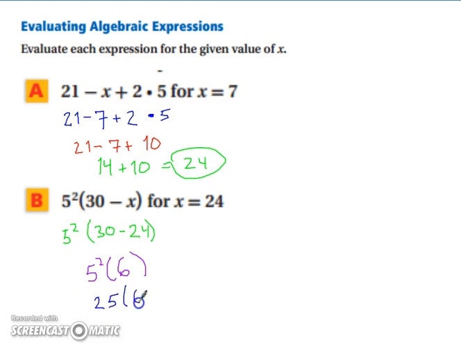So we have 25 times 6, and then no more exponents, so now we're on step 3. So we're going to multiply or divide from left to right, and we just have multiplication, so 25 times 6 is a nice 150.